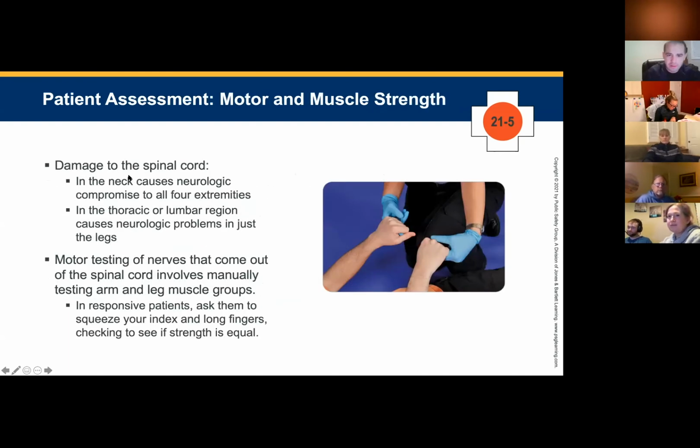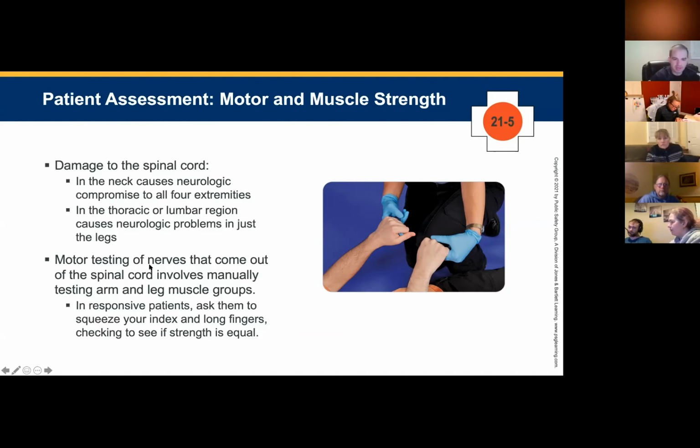Damage to the spinal cord. So we can assess damage to the spinal cord in the neck, which causes neurological compromise of all four extremities. So that's where we can assess each extremity. In the thoracic or lumbar region, it causes neurological problems in just the legs. So we want to make sure we check the hands and the feet.